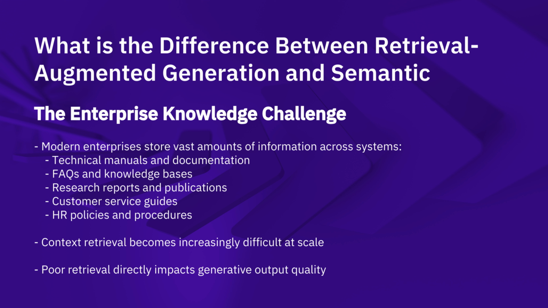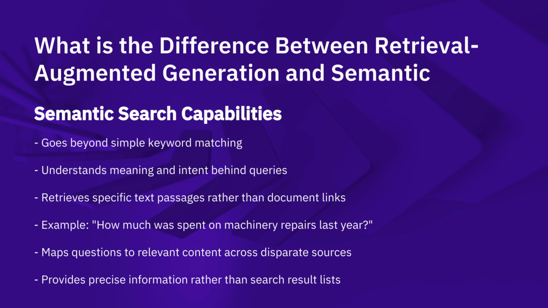This challenge directly impacts the quality of generative AI outputs. Remember that in RAG, the language model can only reference what the retrieval system provides. If retrieval fails to surface the most relevant information, even the most sophisticated language model will produce suboptimal responses. This is where semantic search becomes critical. Semantic search technologies dramatically improve the retrieval process by understanding the meaning and intent behind queries rather than just matching keywords. They can scan large databases of disparate information and retrieve data with much higher accuracy.